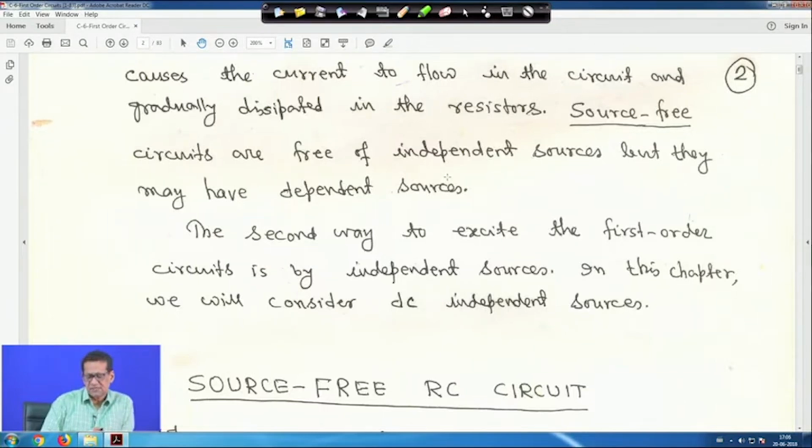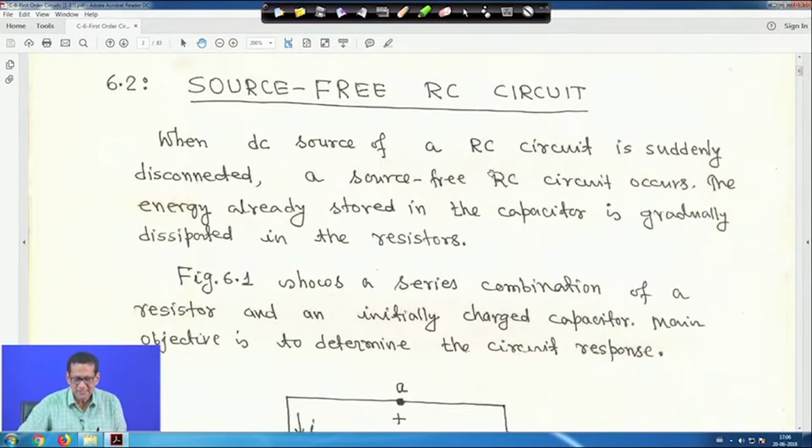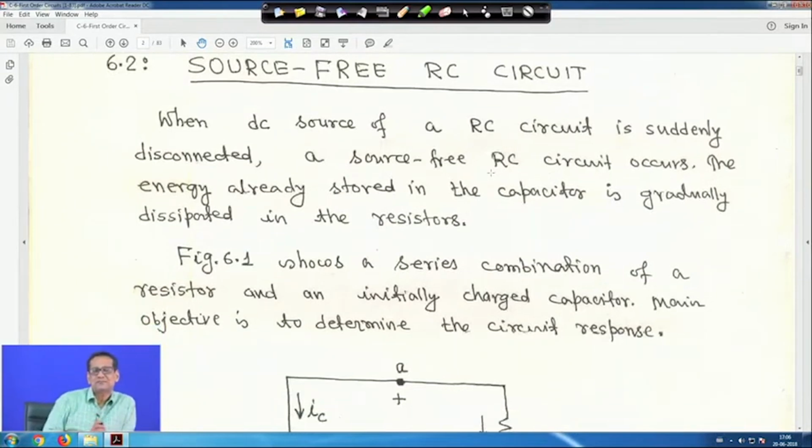The second way to excite the first order circuit is by independent sources. In this topic we will consider DC independent sources, right. First we will see the source free circuit. When I solve numericals, for 2-3 cases I will tell you the solution this way, but for 1 or 2 cases I will not tell you how I obtained them. I will leave you to think how it has come, but that will come later.